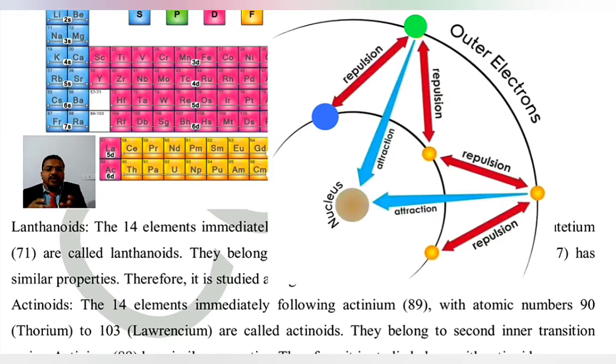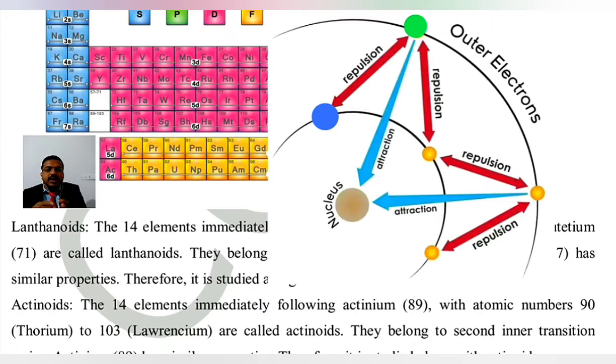So now we have to differentiate the effective nuclear charge exerted on the inner electrons and the outer electrons. When you compare the net attractive force experienced by these two electrons, it is seen that the inner electrons are experiencing more attractive force from the nucleus, and the outer electrons are experiencing a less attractive force from the nucleus.